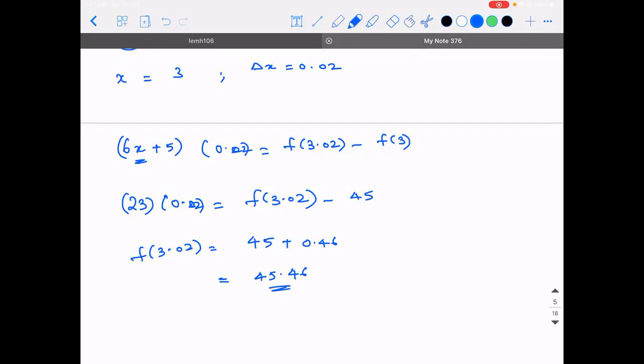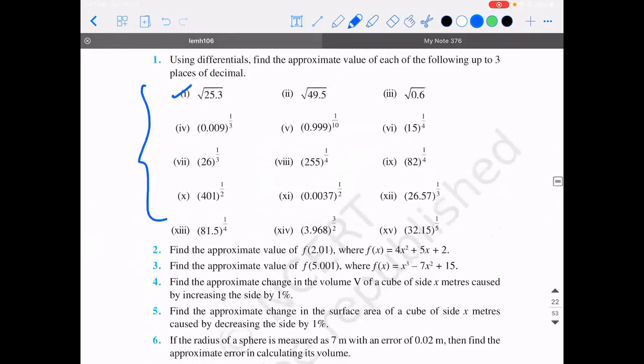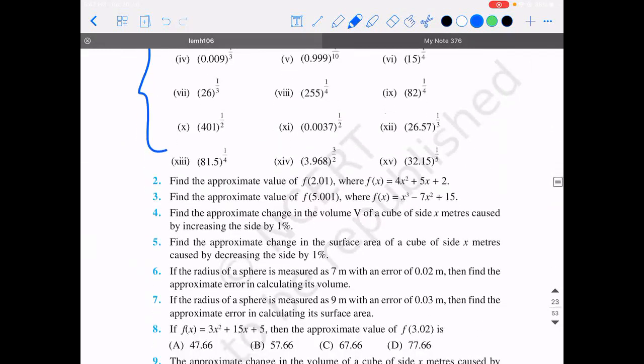Yes. So, shall we try one more problem of similar type from the exercise? So, we'll try one more problem. Yeah, you can do the second one. Can you guys do it fast and tell me? Find the approximate value of f of 2.01, where f of x is equal to 4x square plus 5x plus 2.